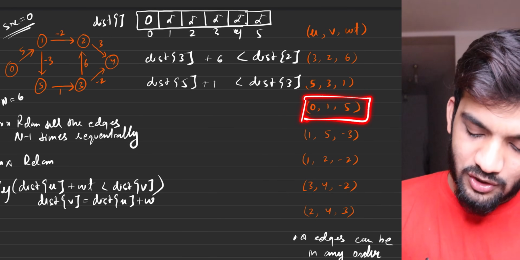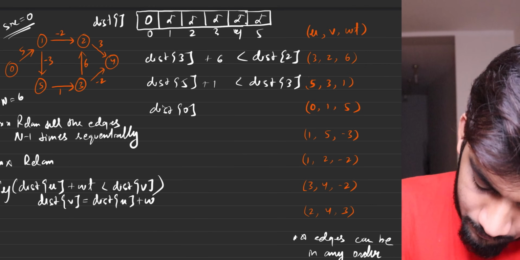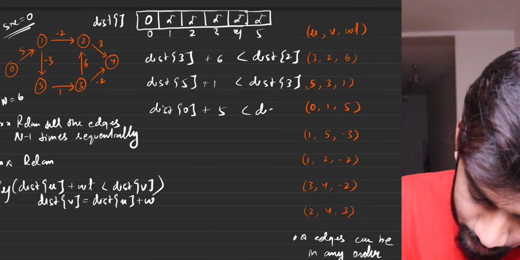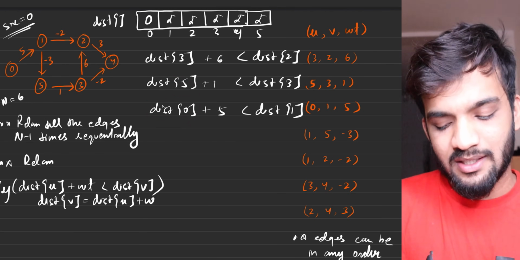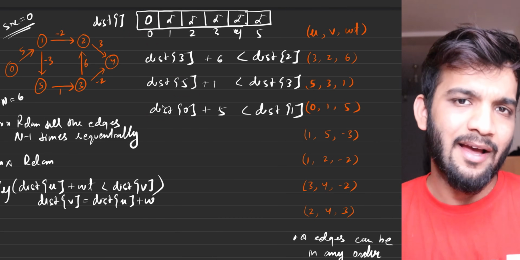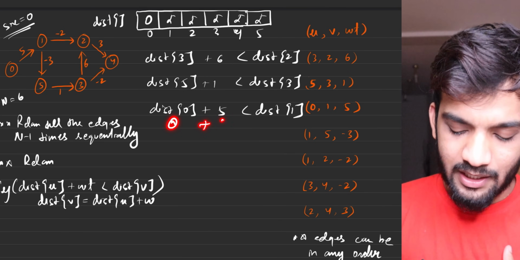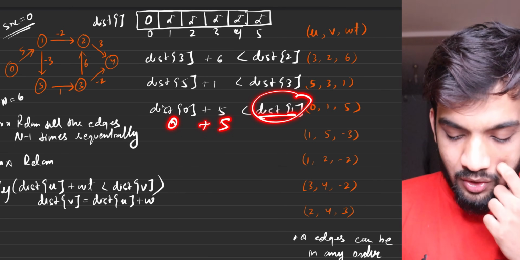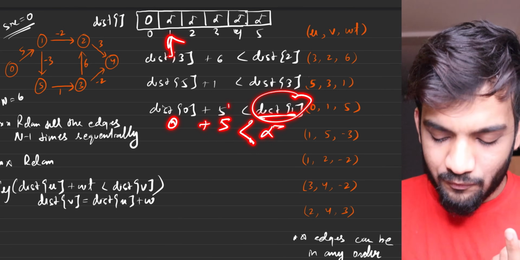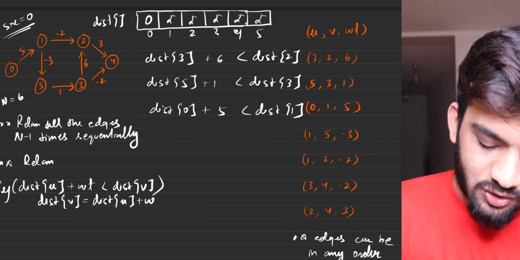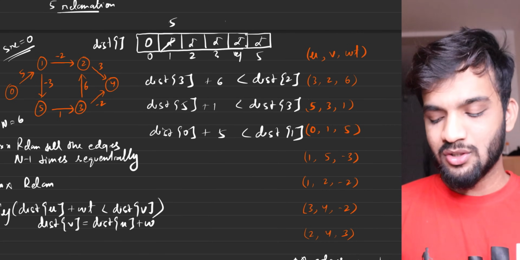Next is this one, which is 0 to 1. You can start from 0, you will take 5 and you will reach 1. So when you say distance of 0, it says, yes, I have reached myself. It's a 0 distance because I'm the source. Plus I'll take another 5 and I'll reach 1, which was previously infinity, meaning not reached. So I've got 5, so I can update this to 5. So on relaxation, I update node 1 to 5.